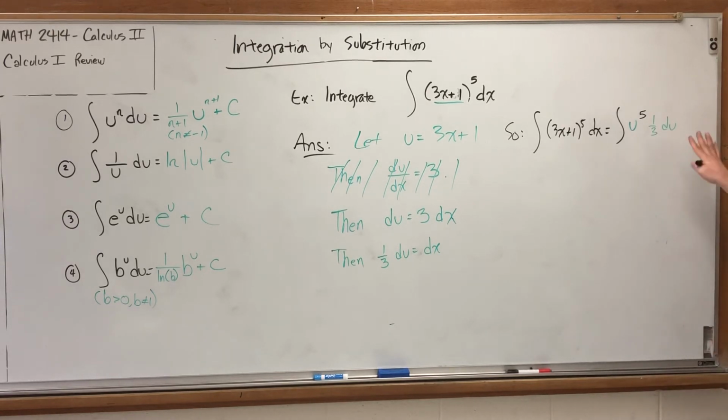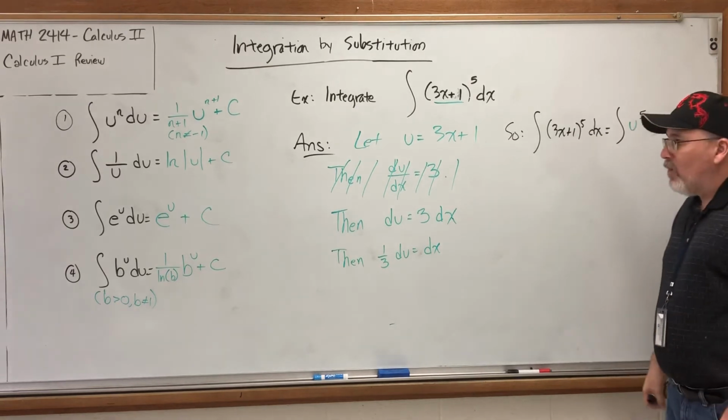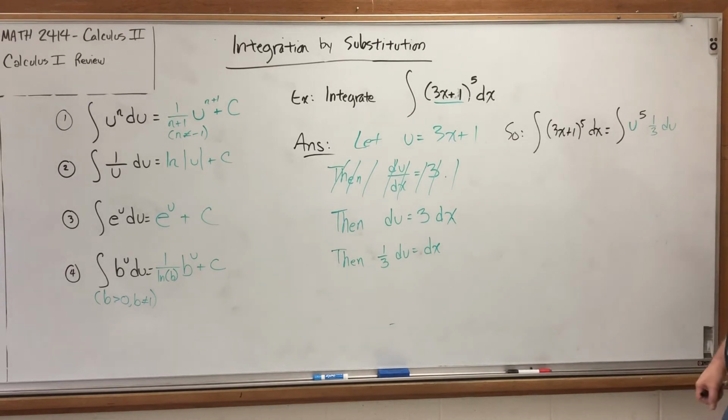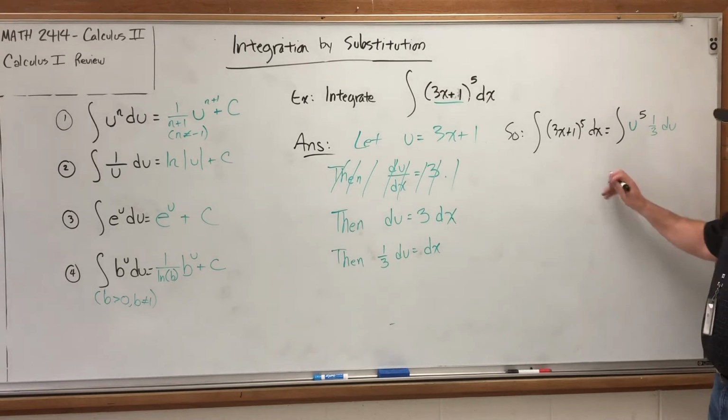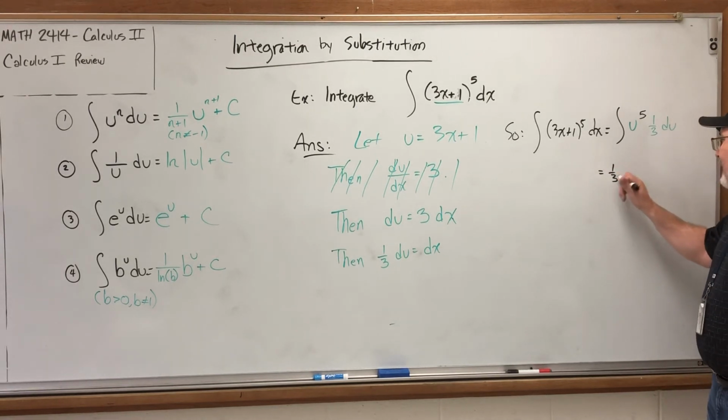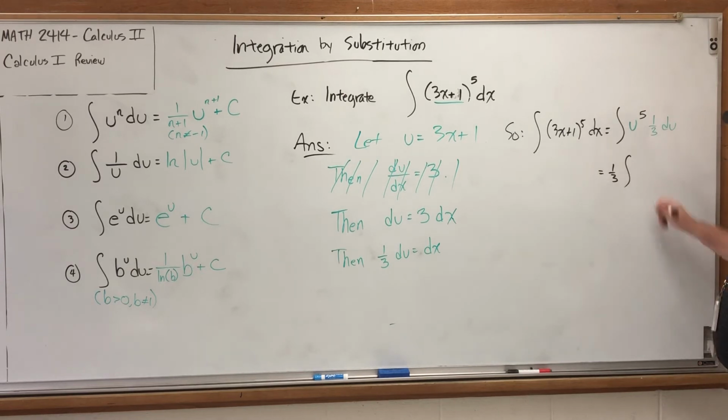All right, well, this almost structurally represents integral number 1. There was an integral rule that I didn't throw up there, but it's one you should be familiar with. If you have a constant factor inside of an integral, you can pull the constant factor out. So if we pull out the 1/3, we get a u to the 5th du. Now this is in the correct form to use rule number 1.